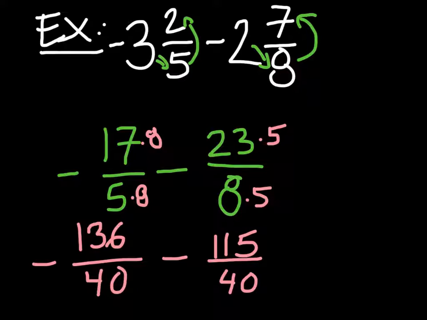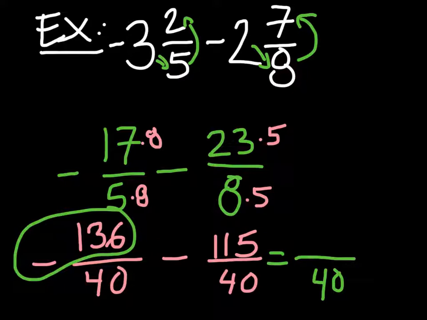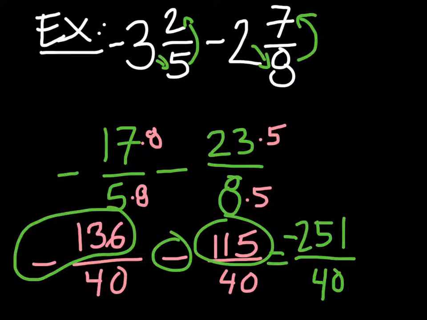Let's finish this problem. So my answer will have a denominator of 40. All I've got to do is look at negative 136 minus 115. So it's going to be negative 251 divided by 40. This does not look like it is going to be able to be simplified any further.